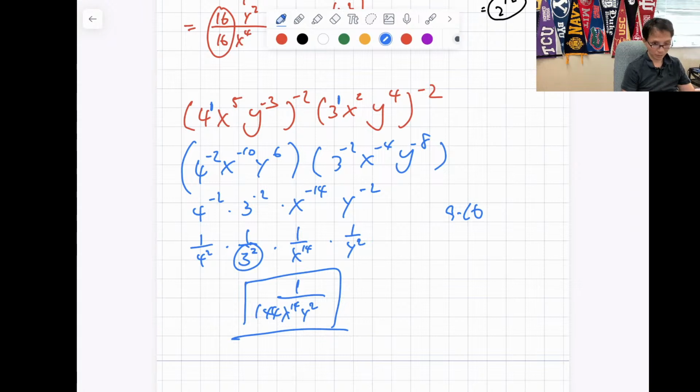Yes. 4 squared is 16. This is a 9. So 16 times 9 is equal to 144. Because this is 4 to the negative 2 power, and 3 to the negative 2 power, they become the denominator. Denominator can multiply.